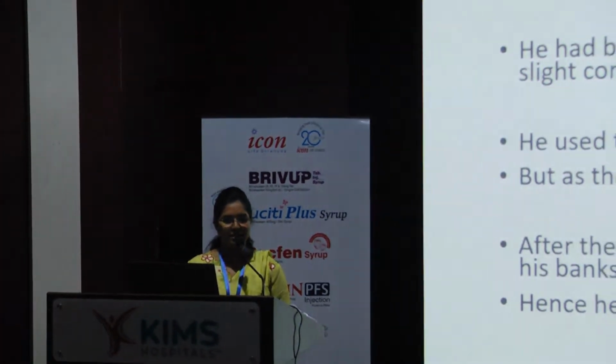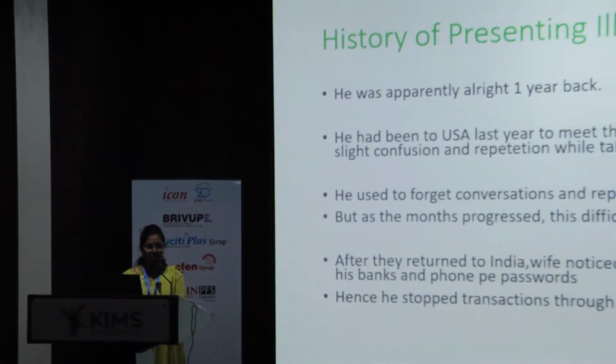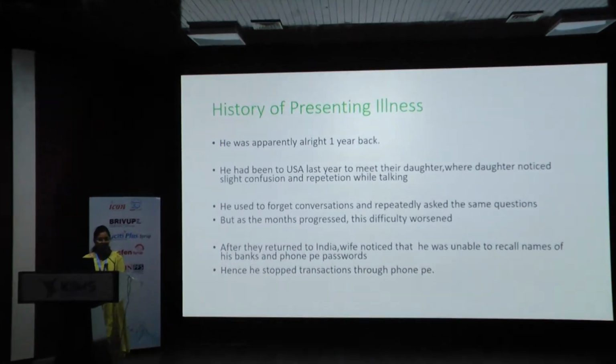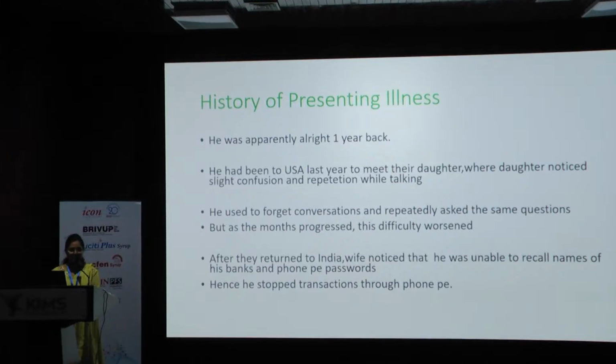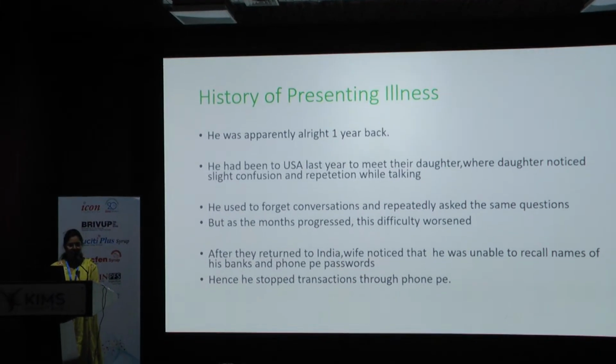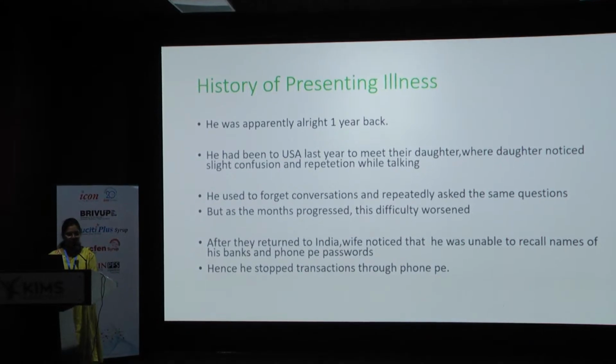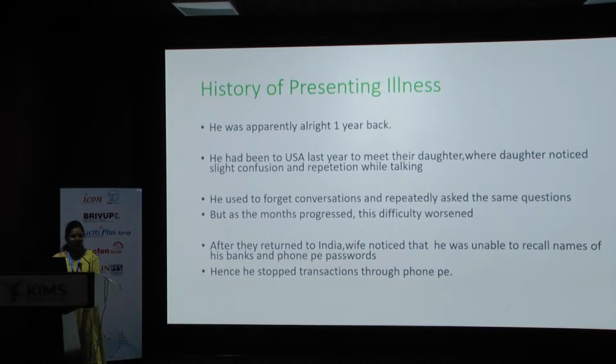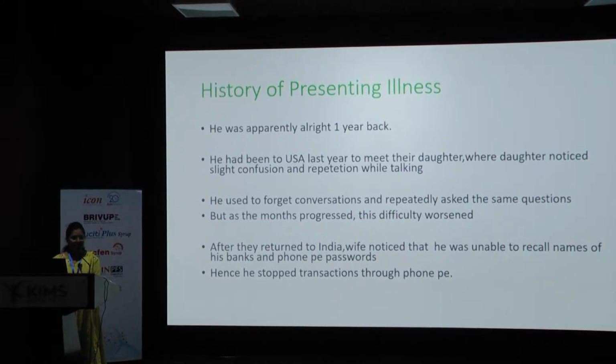He had been to the USA late last year to meet their daughter, where the daughter noticed slight confusion and repetition while talking. He used to forget conversations and repeatedly ask the same questions. But as the months progressed, this difficulty worsened. After they returned to India, his wife noticed that he was unable to recall names of his banks and PhonePe passwords. Hence, he stopped transactions through PhonePe.